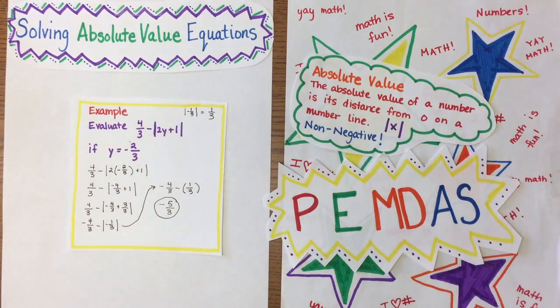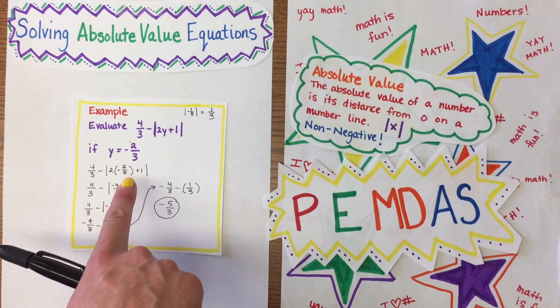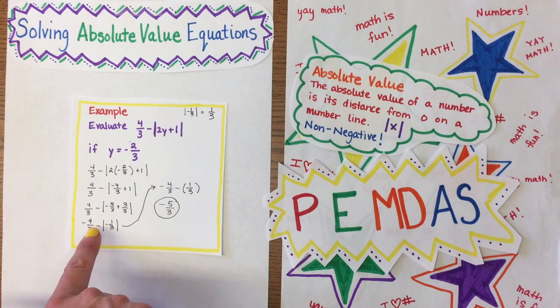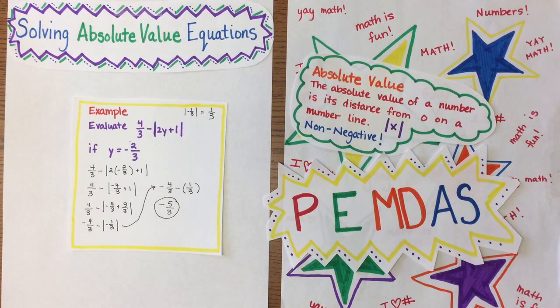So when I fully simplify, I'm going to simplify what's inside the parentheses. I'm then going to deal with the absolute value, which does not include any coefficients in front of it. And then I'm going to do my final simplification outside.